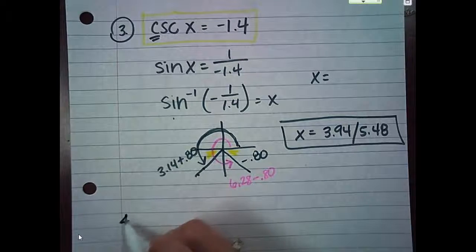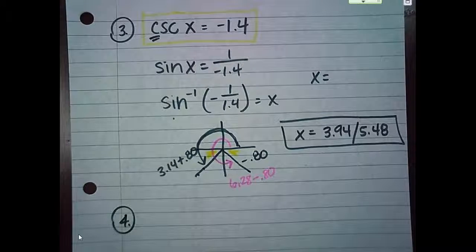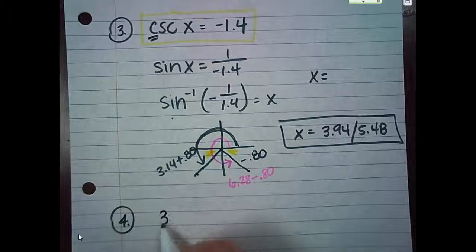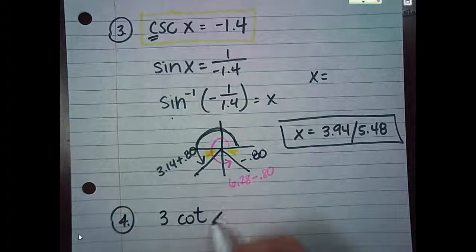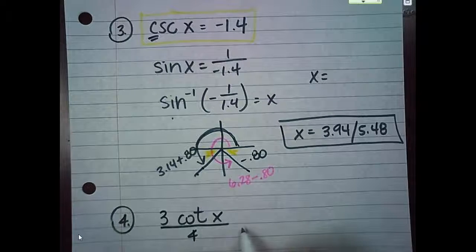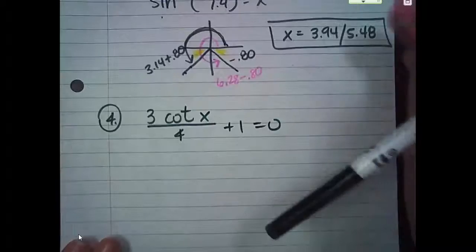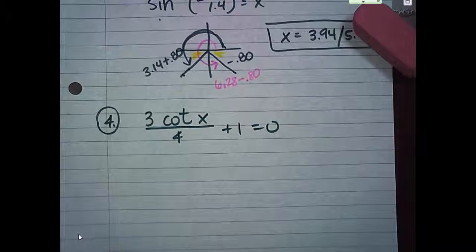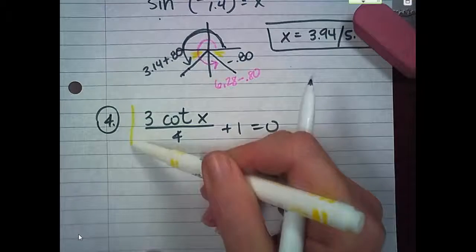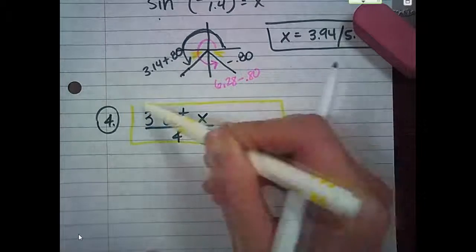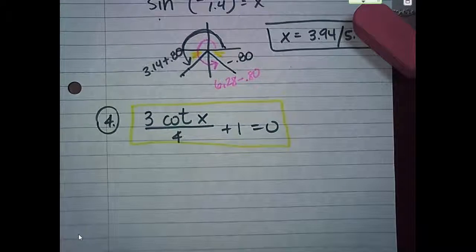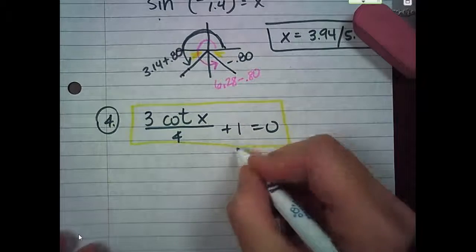Number 4. Three cotangent of x divided by 4 plus 1 equals 0. This one's kind of fancy. Problem's the same, it's just getting it whittled down. I don't like that fraction. Well, let's get rid of the fraction. What's the first step? Do we get rid of the 4 or the 1? The 1. Okay, so move the 1 over to begin with, so minus 1.